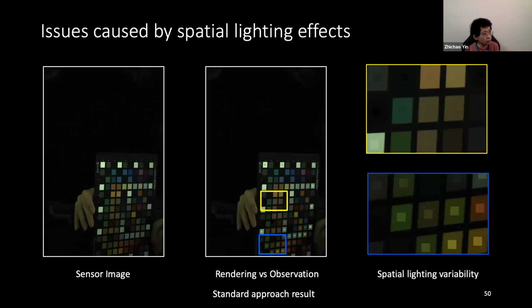We can also see some problems caused by the spatial lighting effects. Here is the result of the standard approach. As an example, on the left is a sensor image, and in the middle is, again, the rendering. We place some rendered values within each small individual patch of the observation, which is the same as the previous slide. So we can see sometimes, for example for the middle row in the yellow box, the rendered value looks pretty close to the background, but it's not the case for the bottom row, as shown in the blue box. We can see the contrast is not consistent. This is caused by the non-uniform lighting across different spatial locations here.